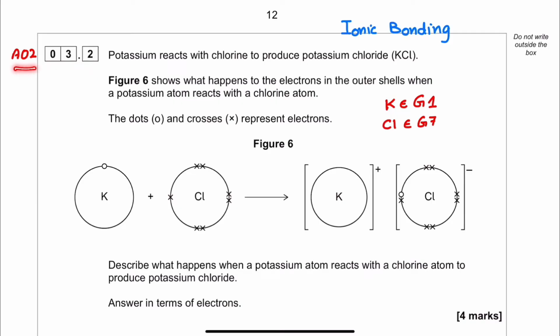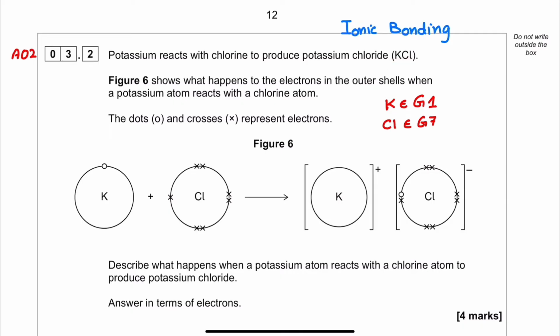3.2 is an AO2 question, and this question is from the topic of ionic bonding. We can see here in the figure the potassium atom and the chlorine atom. Potassium belongs to group number 1 and chlorine belongs to group number 7. As potassium belongs to group number 1, it has 1 electron in its outermost shell. Chlorine belongs to group number 7, therefore it has 7 electrons in its outermost shell: 1, 2, 3, 4, 5, 6 and 7. Potassium reacts with chlorine to produce potassium chloride, KCl.